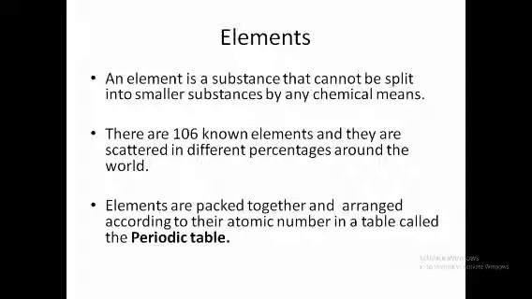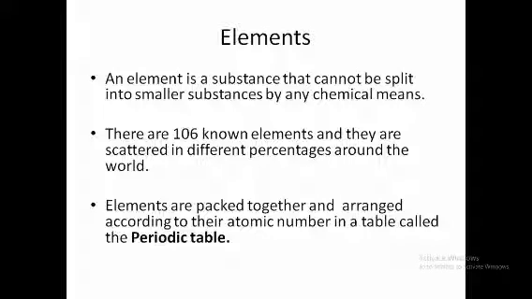An element is a substance which cannot be split into smaller substances by any chemical means. There are 106 known elements and they are scattered in different percentages all over the world. The seawater contains a higher percentage of dissolved oxygen than nitrogen out of air. The percentage of nitrogen to oxygen in air is actually higher.